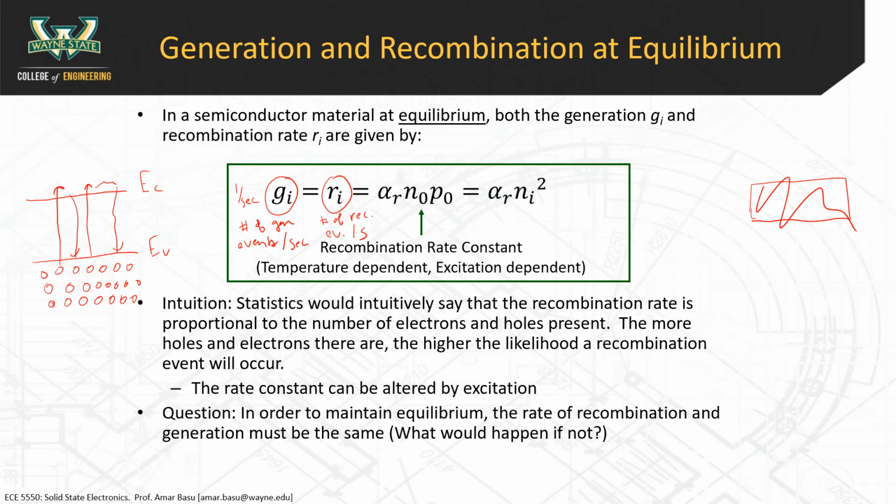Yeah, you just think about it for a second, that's okay. So imagine that there's generation events happening, so electrons are going up into the conduction band, but there's no recombination events happening. What would happen over time?